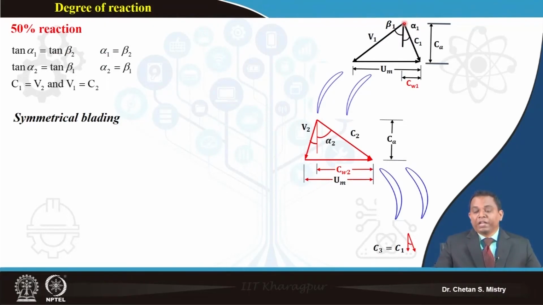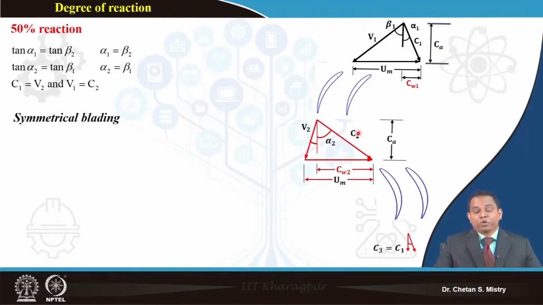So here if you say this is my alpha 1, that is equal to my beta 2. Same way, we can say my absolute velocity at the entry, that is C1, is the same as my relative velocity at the exit, which is V2. If we are doing this kind of configuration, my absolute velocity coming out from my rotor, that is C2, is going to be large.